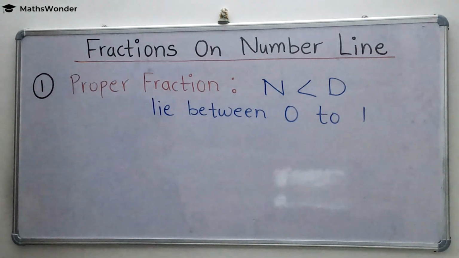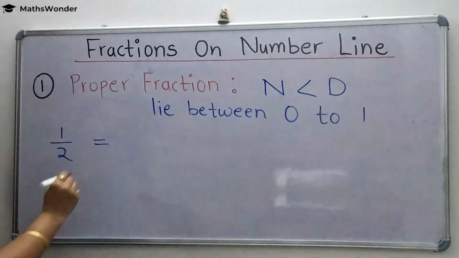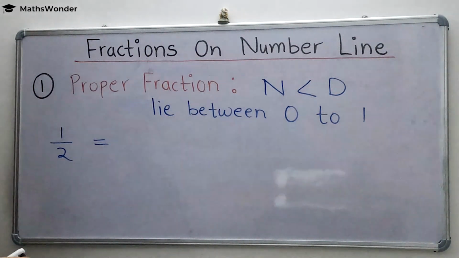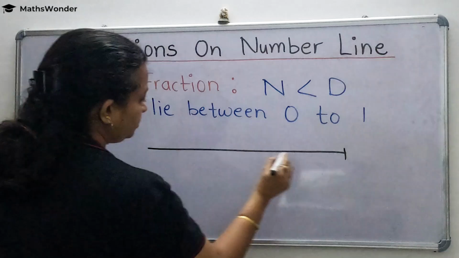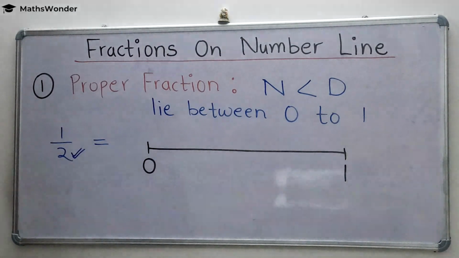So whatever proper fraction is given in the question, you will draw only 0 to 1, not more than that. Since the denominator is big, suppose your question is you have to represent 1 over 2 on the number line. So first of all, you will draw 0 and 1, because it lies between 0 to 1. Now, since the denominator is big, you will check: what is the denominator here? Denominator is 2. So, denominator is 2. Divide the number line into two equal parts.